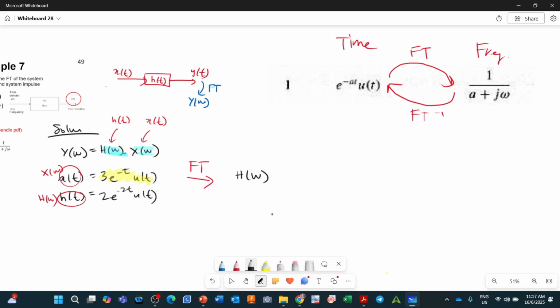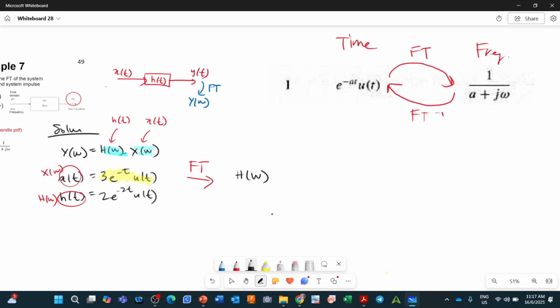You're going to compare the main equation with what you have. When you compare, this is the same. What else is the same? The e is the same, so minus t. So basically you have the a value. What is the a value? a equals 1. So what happened to the 3? The way we write the equation is 3e^(-t)u(t).